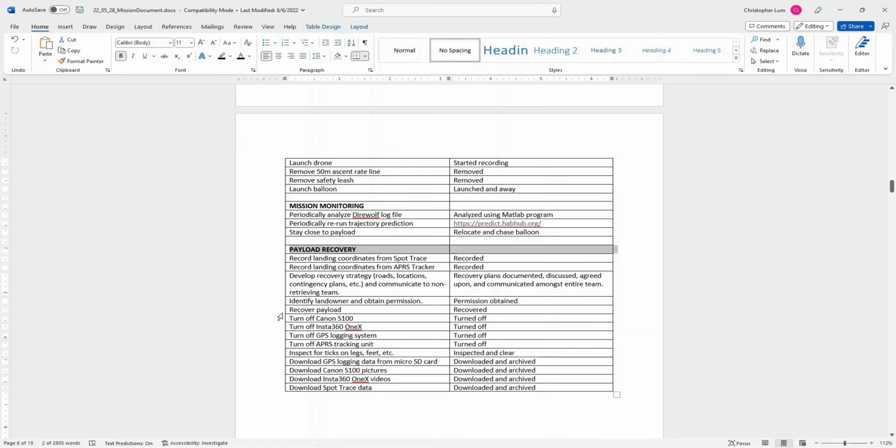Once we figured out where it landed, we wrote down the coordinates that we received from the SPOT trace units. We also recorded the landing coordinates from the APRS tracker, and then once it lands, you just have to develop some strategy to recover the payload. So we talked it through with our team. If it landed on somebody's property, we wanted to make sure we talked to the landowner and obtained their permission to get onto the land.